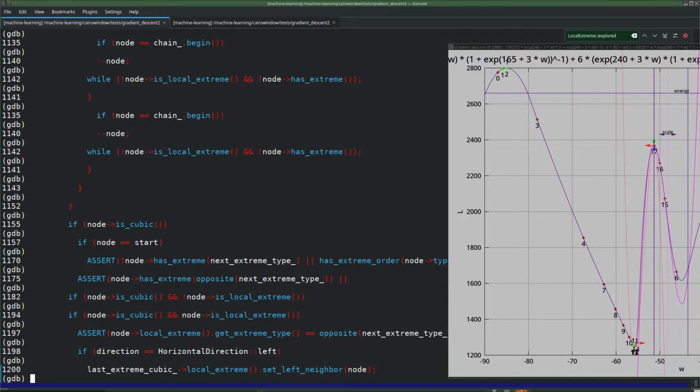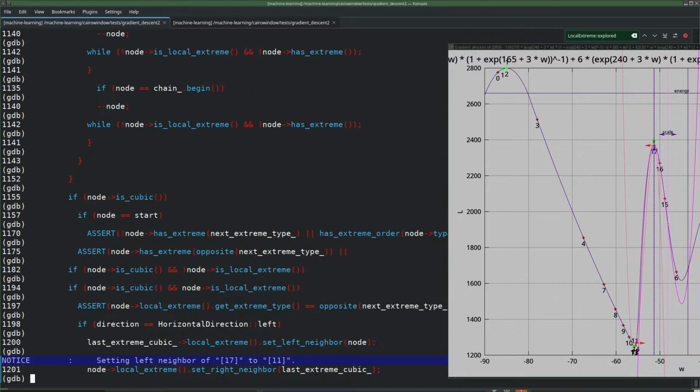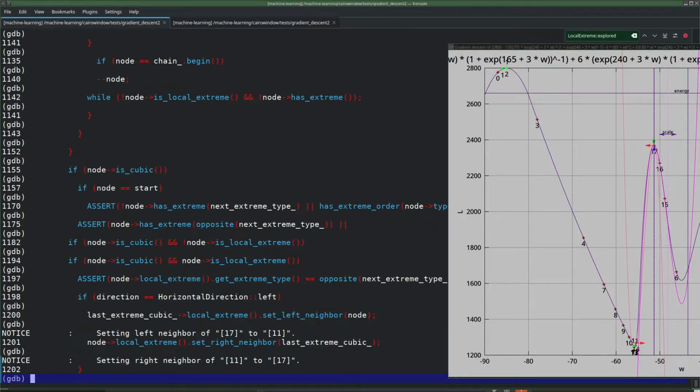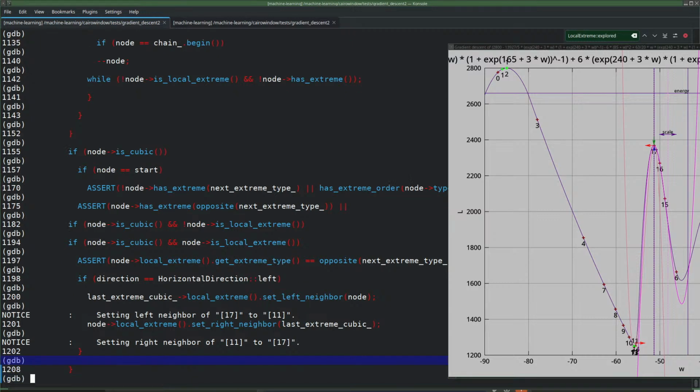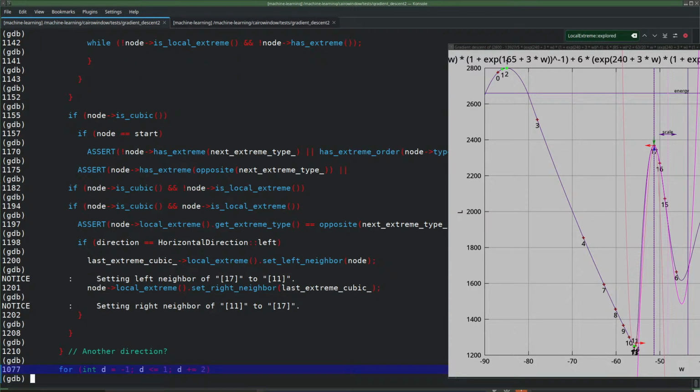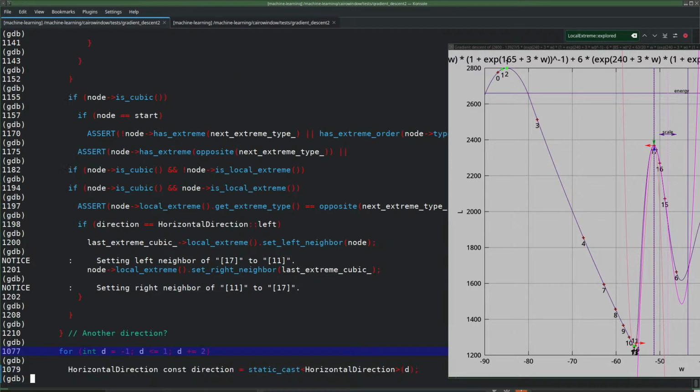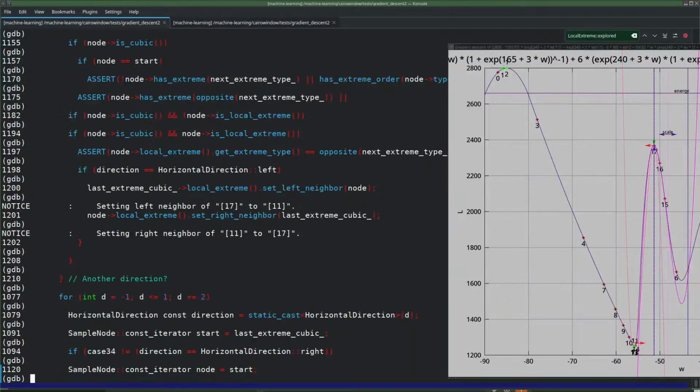Set left neighbor. Setting left neighbor of 17 to 11. Setting right neighbor of 11 to 17. The other direction, there is not much in the other direction, but okay.